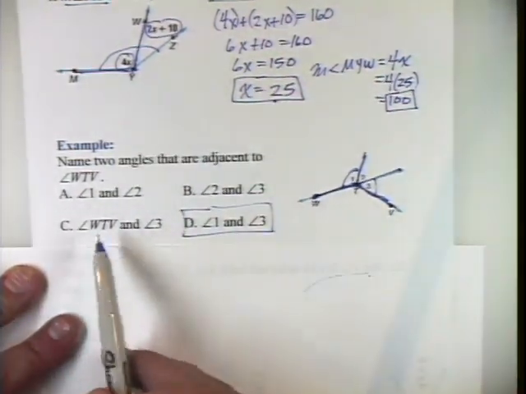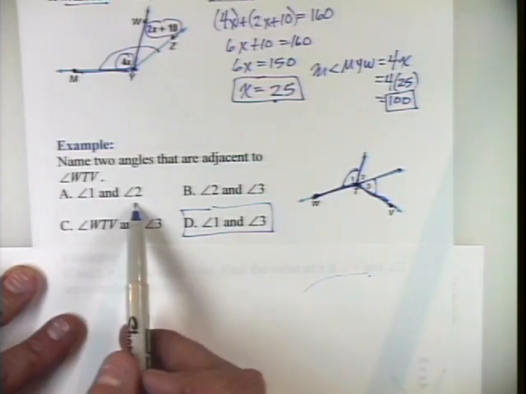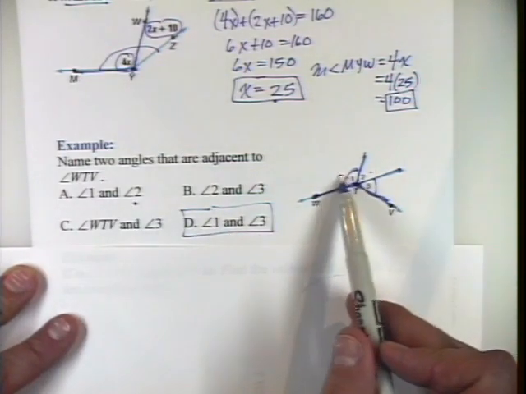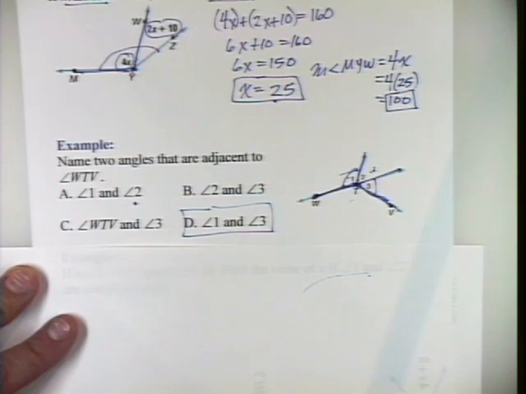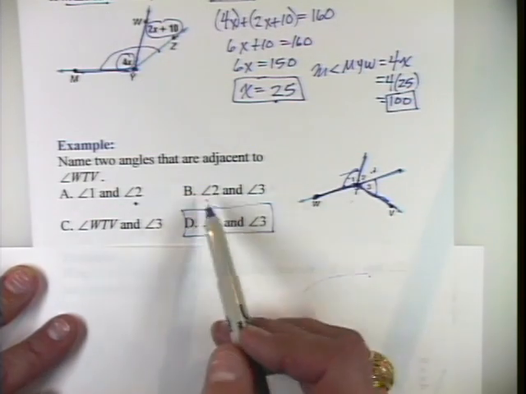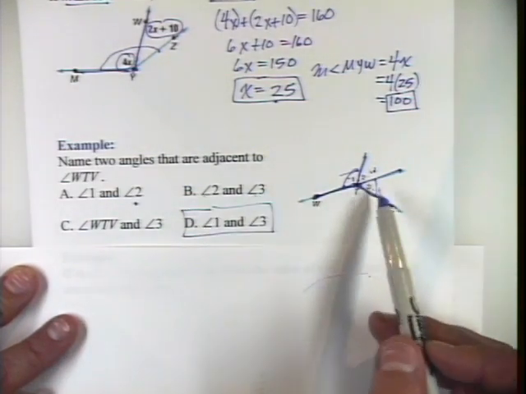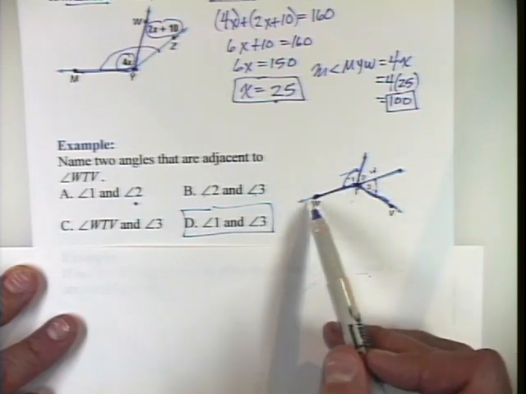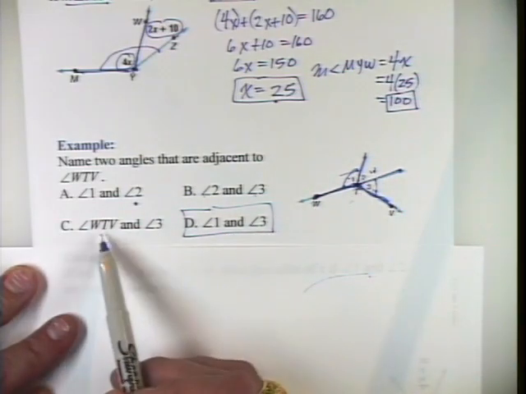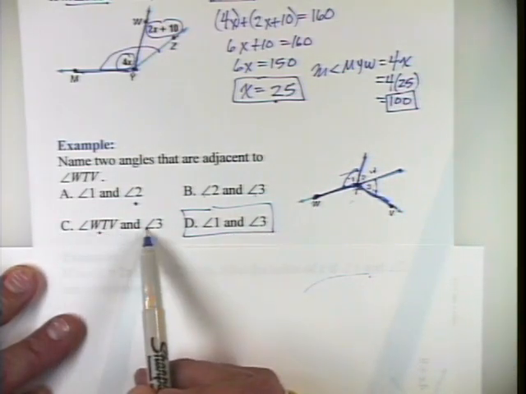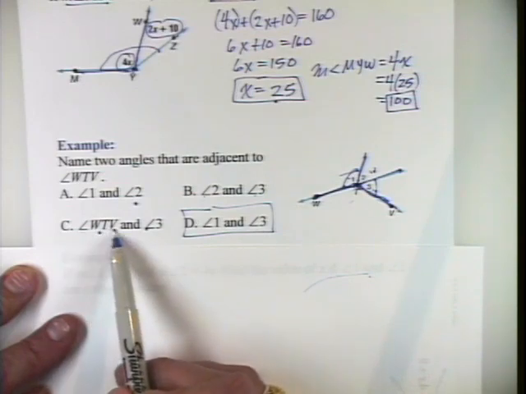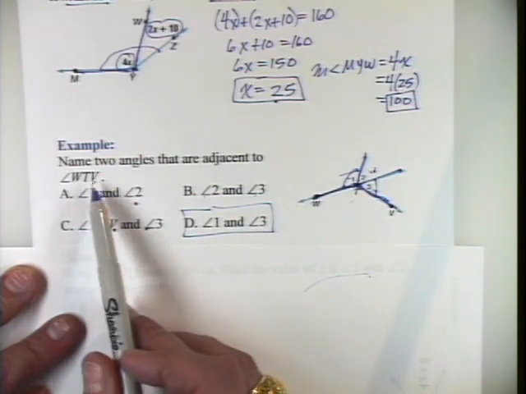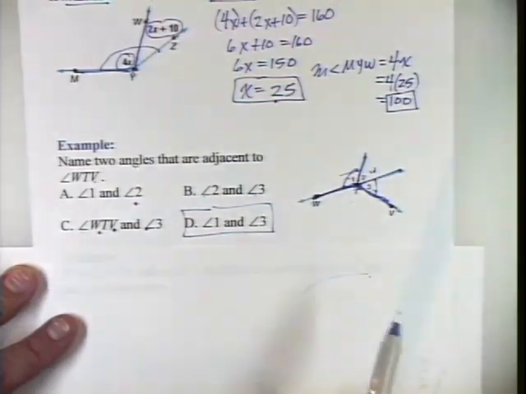Now notice some of the other answer choices. Angle 1 and angle 2. Well, those are adjacent to each other, but 2 is not adjacent to the one that we want, so it's not the choice. Angles 2 and 3, same argument. They're adjacent to each other, but not to the one we want. Well, angle WTV and 3, remember what I said earlier about an angle cannot be adjacent to itself, so that's not the answer choice. Okay?